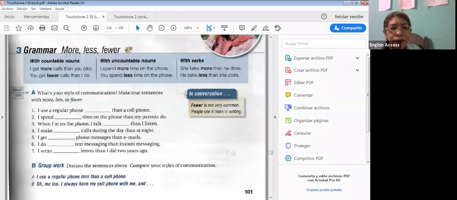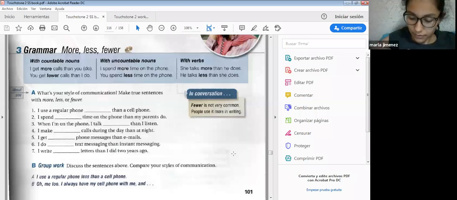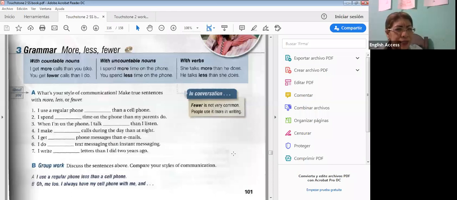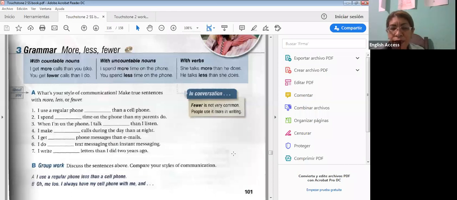Correct. And number 3, let's see, Marla. When I am on the phone, I talk fewer than I listen. What are you using fewer for? Pay attention again to the grammar chart. It says fewer with countable nouns. So when I'm on the phone, I talk more. It could be more or it could be less. Yes. And I listen. We have an action. Talk.